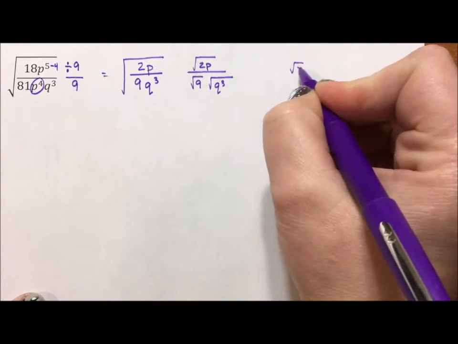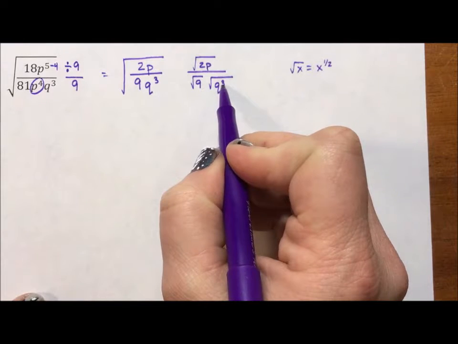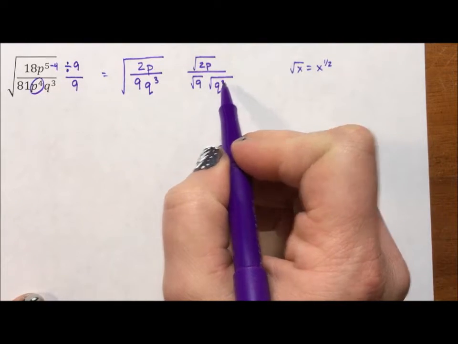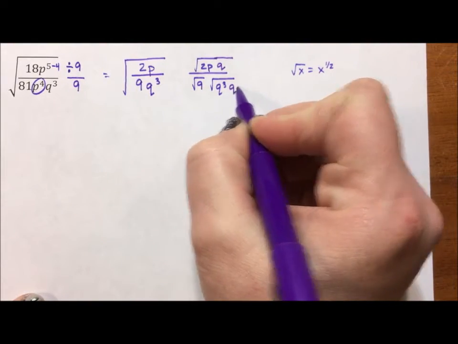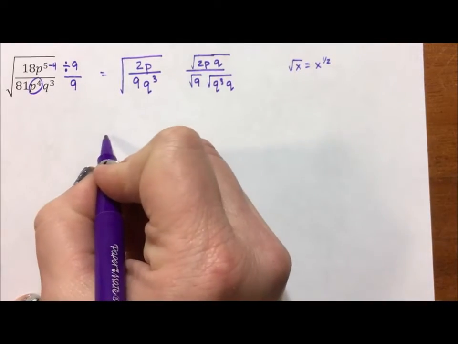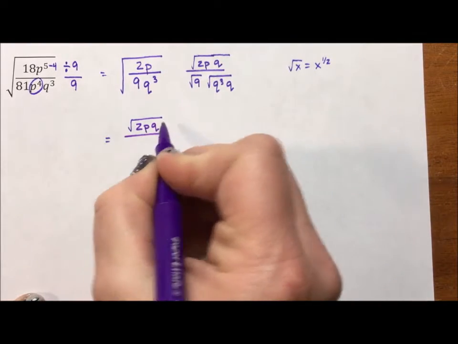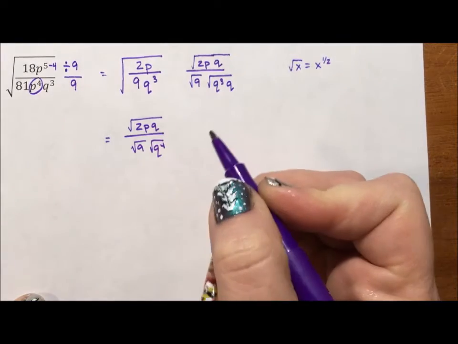The square root of x is equal to x to the 1/2, which means for this to become rationalized, this exponent has to be even. To make it even, I need to multiply a q to numerator and denominator under the radical. What this will do is it'll turn this into the square root of 2pq over the square root of 9 times the square root of q to the 4th.